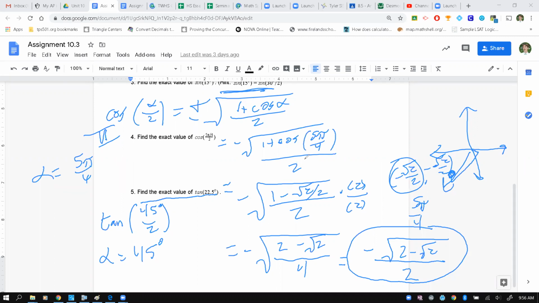Oh, this one's kind of fun to simplify. Actually, yeah, most of the struggle in this one is simplifying.